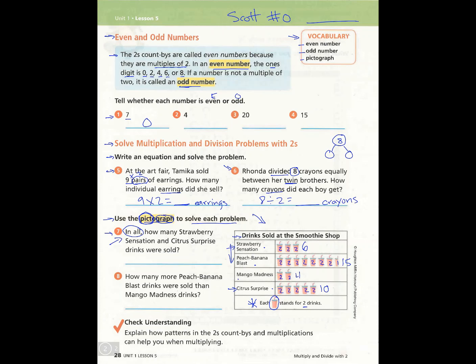Okay, so we are looking again at, the question asks us strawberry sensations and citrus surprises. So we're looking at 6 and 10. So what is 6 plus 10? What is 6 plus 10? How many is that altogether? Right here, put your answer there. And we're just going to call that drinks. Maybe we'll call it sold.